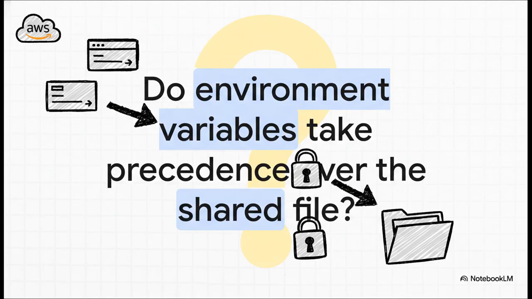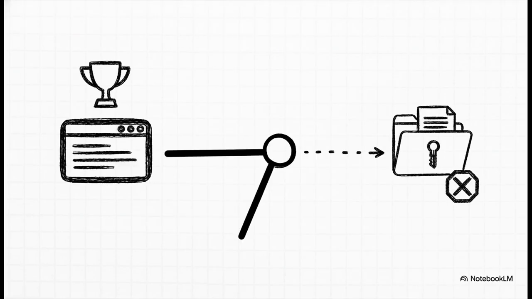So this question gets right to the heart of that hierarchy. If you've got keys set as environment variables, and you have keys in your credentials file, which one does the SDK actually use? Environment variables always win. You can think of them as the ultimate override. If they're set, the SDK finds them first, stops searching, and completely ignores the credentials file.